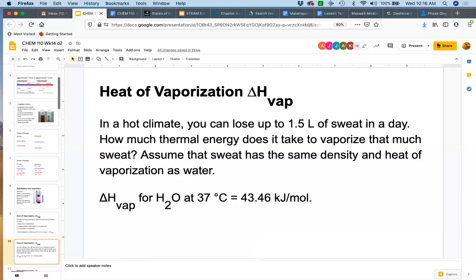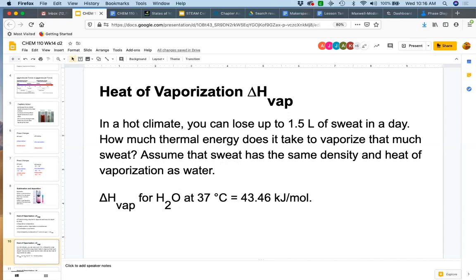All right. So let's take a look at a problem. In your notes or on your whiteboard: in a hot climate, you can lose up to 1.5 liters of sweat in a day. If you're like, wow, I'm not sure I have a visualization for that, think about a 2-liter bottle of soda, the ones that are kind of roundish shaped. Think about that being almost full. So 1.5 liters of sweat a day is a lot of water.